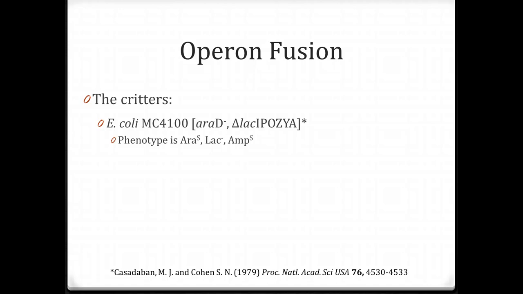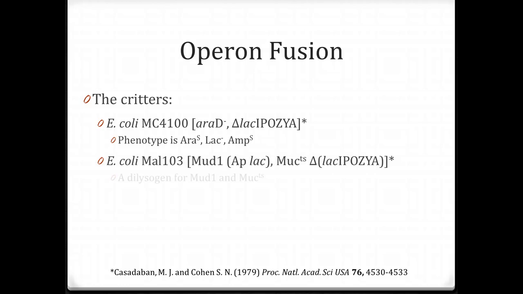That gives it a phenotype of arabinose sensitivity. It's lac minus, and it's ampicillin sensitive, which is important because we will be using ampicillin as a selectable marker for this experiment. And MC4100 is the strain we'll be doing this experiment in. That's what we'll be carrying out all of our infections in.